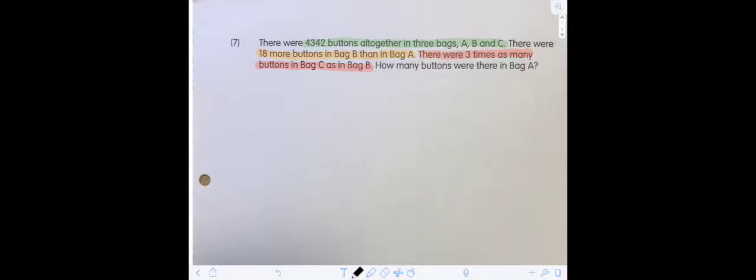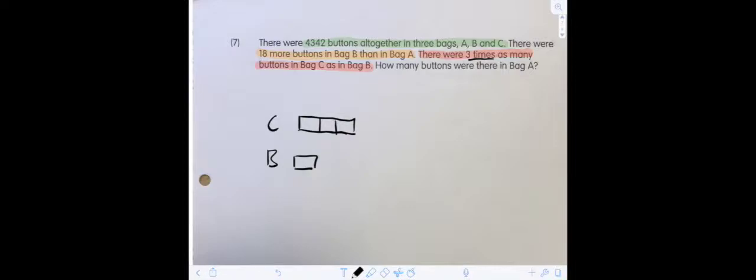So let's start. I like to see the word 3 times here, so we start from here. There were 3 times as many buttons in bag C as in bag B. Now I'm just going to draw a bag. Forget it, I won't put the word bag. Just put C, and I put B. So bag C has more. By how much more? 3 times more. Bag B will also have 1 unit. Now we look at the amber.